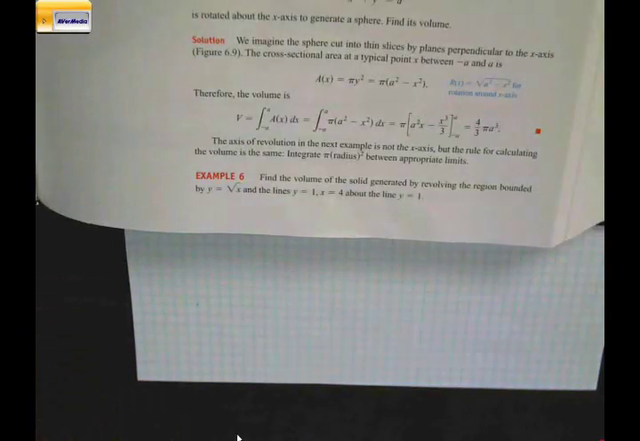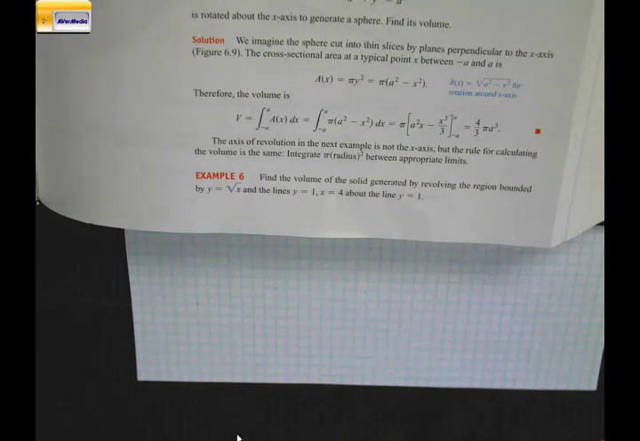Okay, let's just read it. It's the very last sentence on the page. Find the volume of the solid generated by revolving the region bounded by y equaling square root of x and the lines y equaling 1 and x equaling 4 about the line y equaling 1.